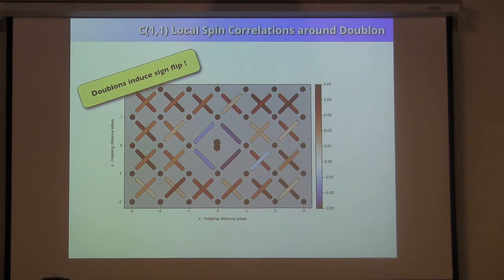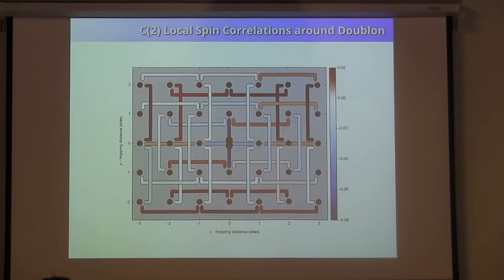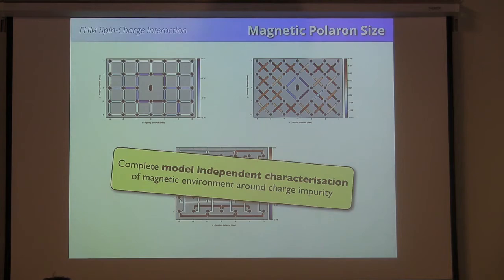There are reasons for that, but this shows the strongest signal, the diagonals, which reverse their sign completely. You could do this even for C2, though it gets a little complicated to plot. The nice thing to take home is that we can, completely model independently, measure the magnetic correlations around our charge impurities. Okay, that's the nice thing. And that's what we want to know, right?